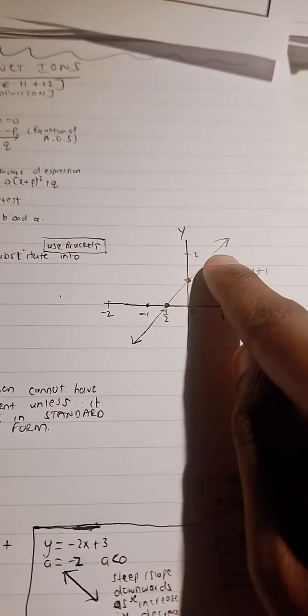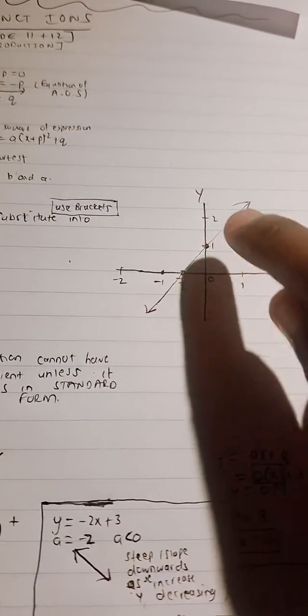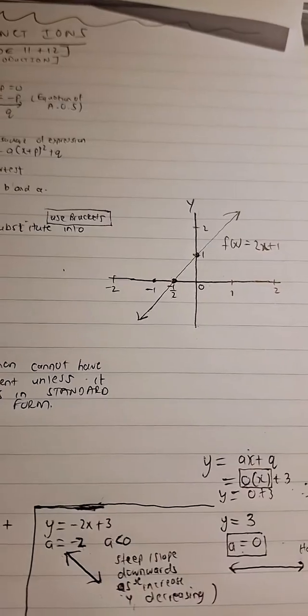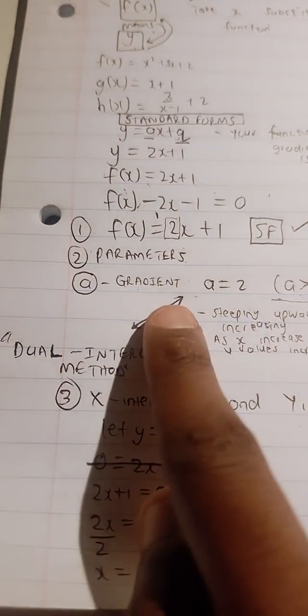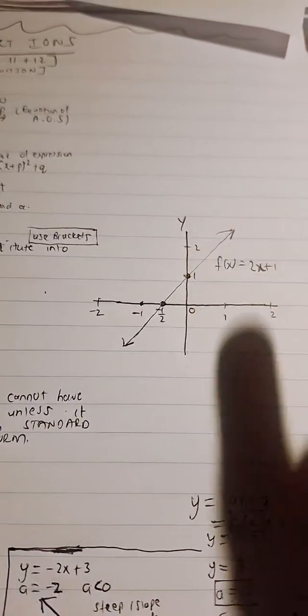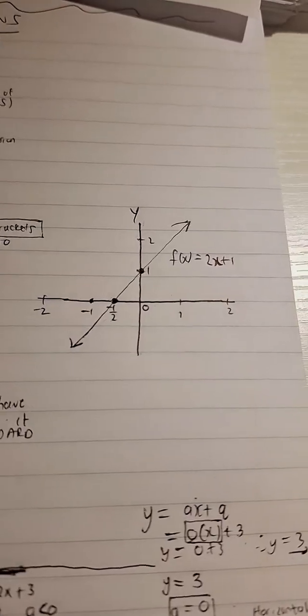1 mark for the x-intercept, negative half. They need to see that. 1 mark for the y-intercept, and usually a 3rd mark for the shape, because remember what we were expecting: an increasing line. Did we get one? Yes, we did. So that means we located the exact coordinates that we need, and those are 100% correct.